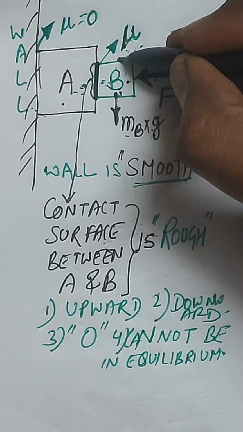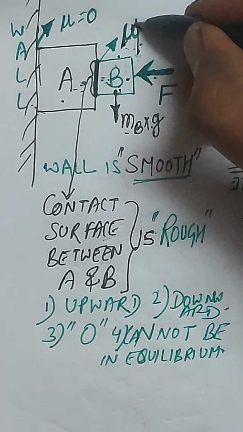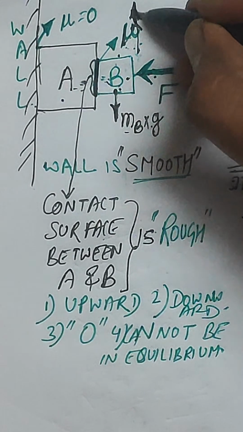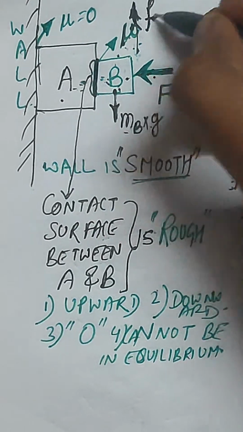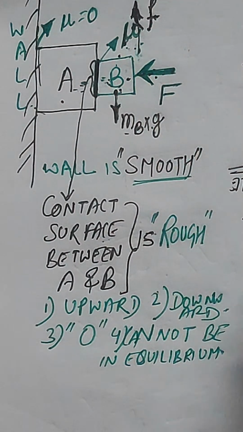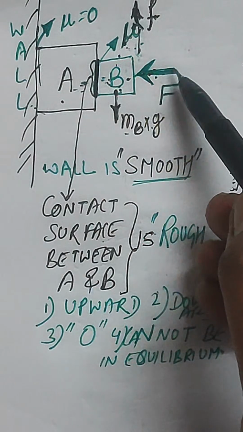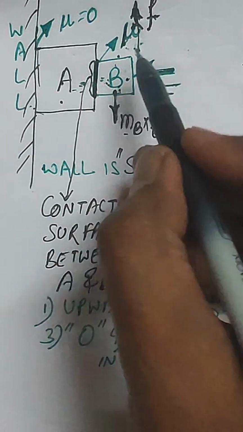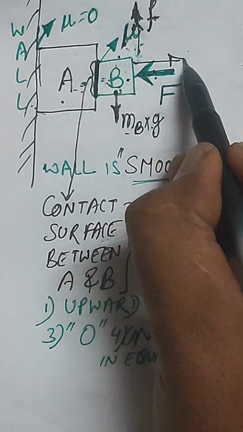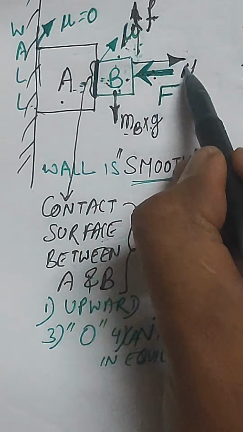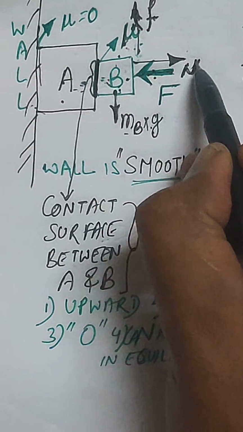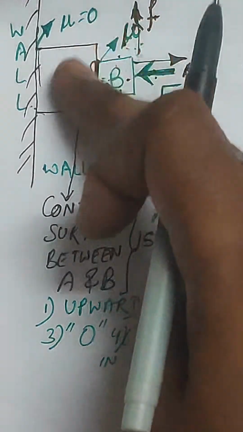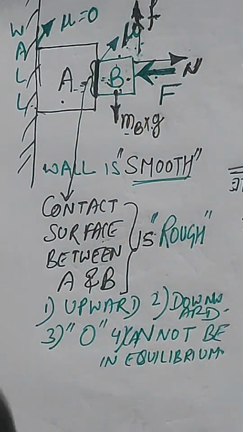So the frictional force will be acting here in this direction, right? Let me show it here. This is acting in this direction, F, right? And this force will be acting here, and the normal force of A will be acting like this, the normal due to A, right?